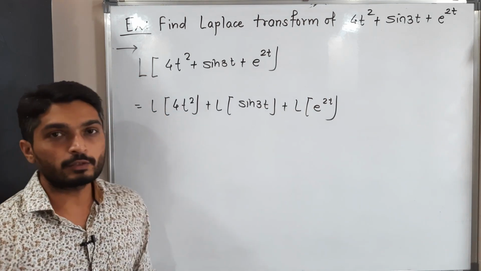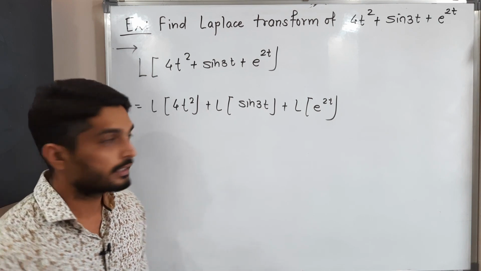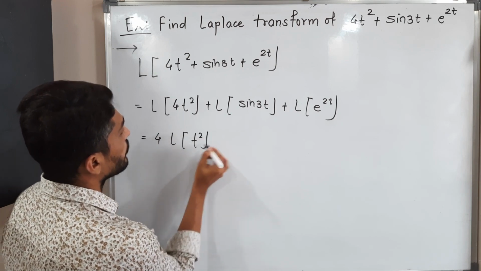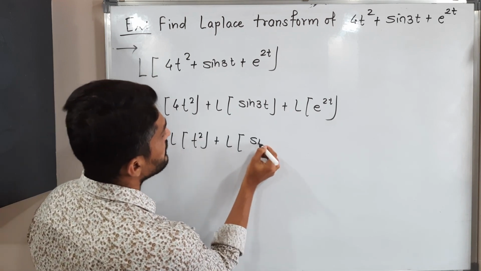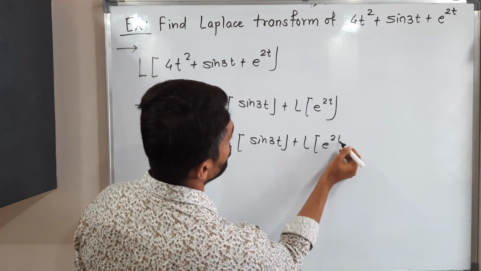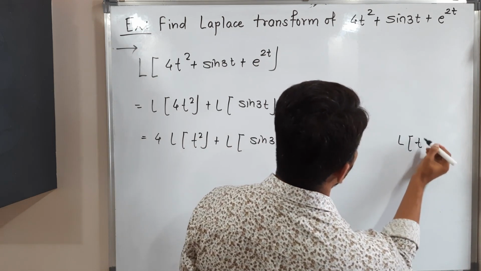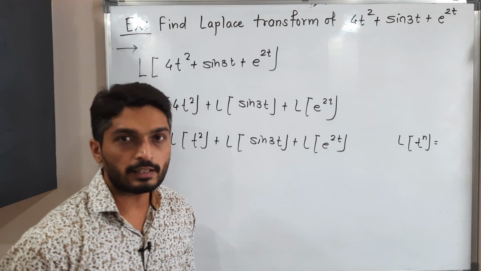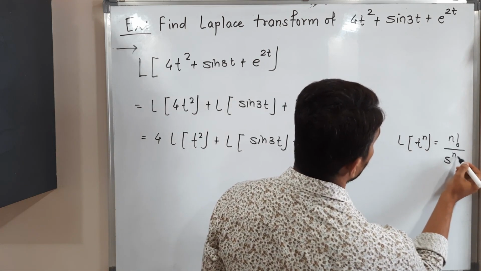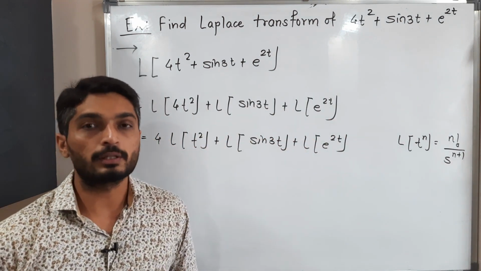See, 4 is a constant which is a multiple of t square, so we can take it outside. So this is equal to 4 Laplace of t square plus Laplace of sine 3t plus Laplace of e raised to 2t. Now I will write the formulas which we have. Laplace of t raised to n, if n is a natural number, is n factorial upon s raised to n plus 1. We have t square, and 2 is a natural number, so that formula is applicable here.